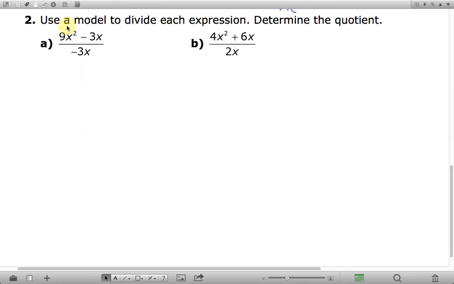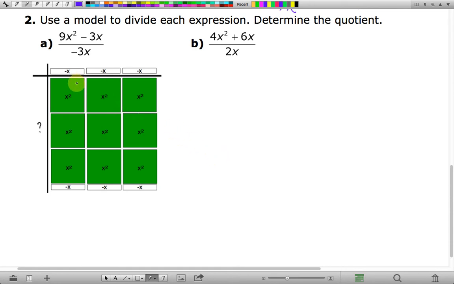In number 2, we want to use a model to divide each expression, and we want to determine the quotient. The first question is 9x squared minus 3x divided by negative 3x. Let's set up that framework. Okay, so here we have the framework. We've got 1, 2, 3, 4, 5, 6, 7, 8, 9 x squared tiles and minus 3x, and we're dividing by negative 3x, and so the quotient would go here.